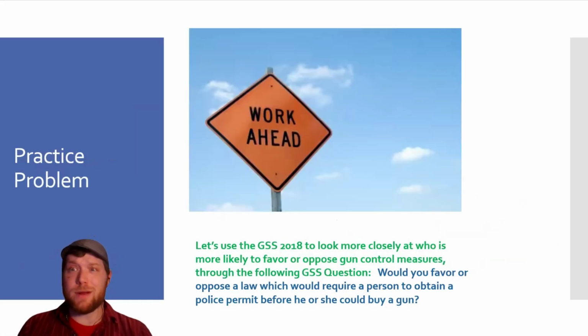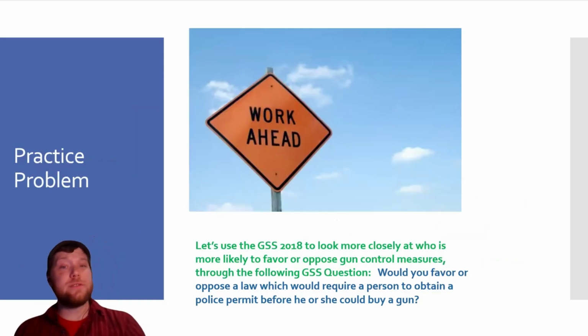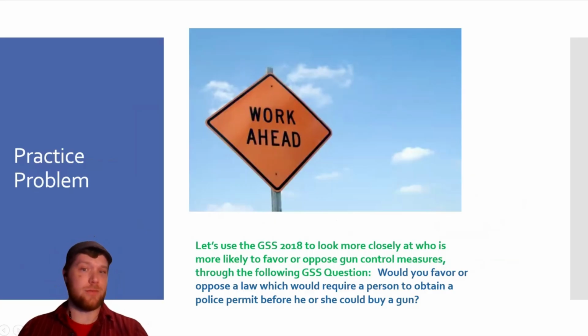Okay, let's try a practice problem. Let's use the GSS for 2018 to look more closely at who is more likely to favor or oppose gun control measures through the following GSS question. Do you favor or oppose a law that would require a person to obtain a police permit before he or she could buy a gun?